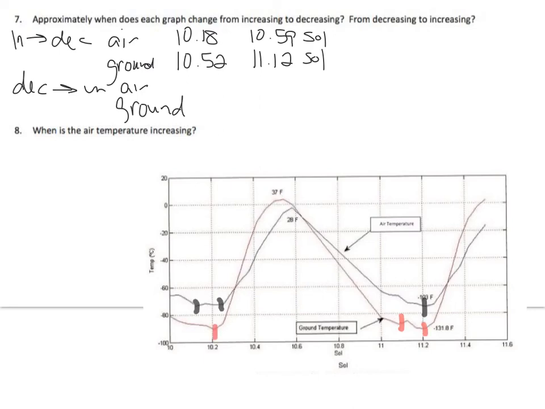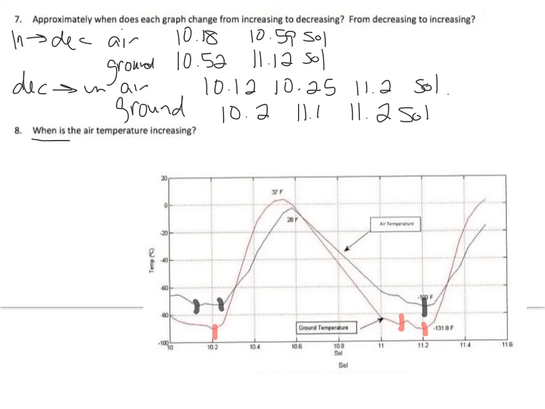So here I've gone through and I've looked for where my graph changes from decreasing to increasing, that point of change where it sort of turns. I put some little hash marks there, so it looks like approximately 10.12, 10.25, and 11.2 for the air. And then for the ground, we've got about 10.2, 11.1, and 11.2 sol.